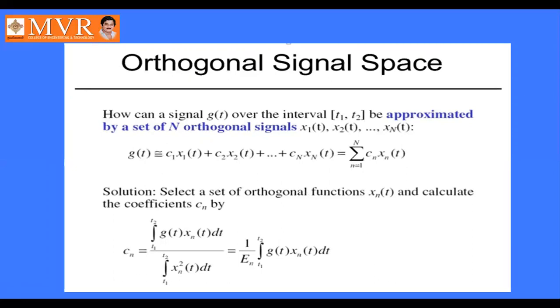So here the solution is to select a set of orthogonal functions xn(t) and calculate the coefficients cn, where cn equals the integral from t1 to t2 of g(t) xn(t) dt divided by the integral from t1 to t2 of xn²(t) dt. The integral of xn²(t) dt is En, so cn equals 1/En times the integral from t1 to t2 of g(t) xn(t) dt.